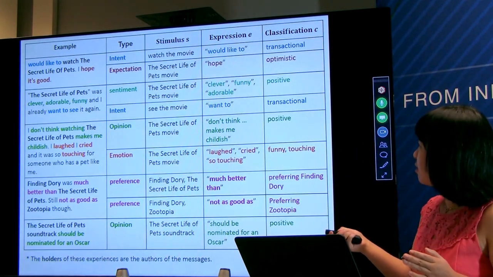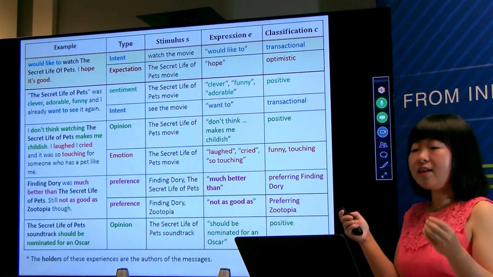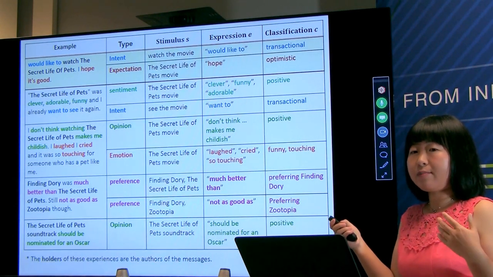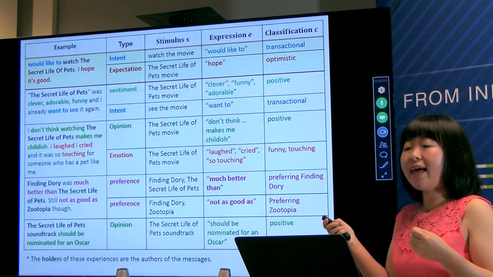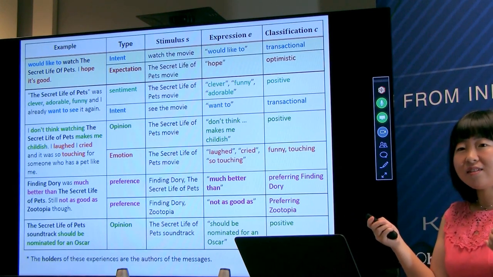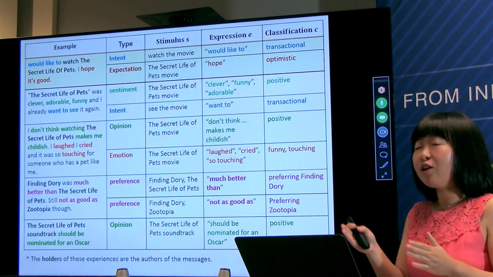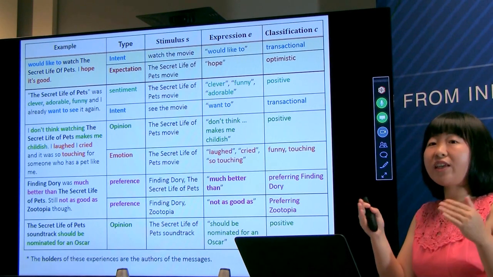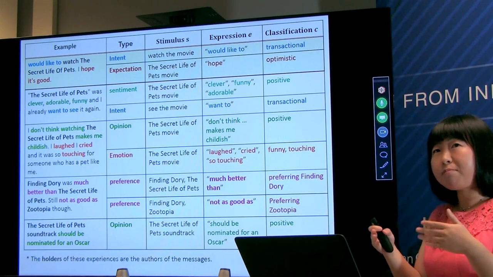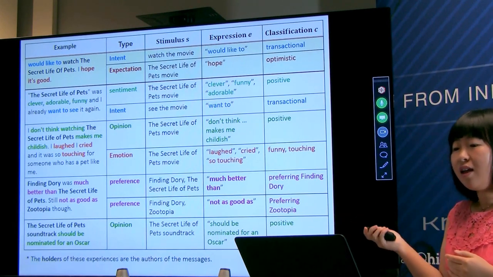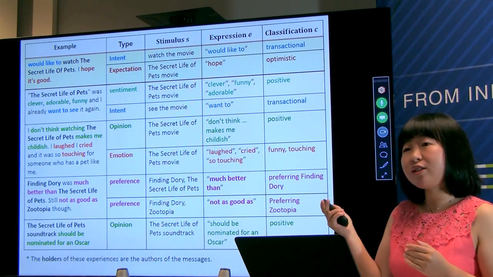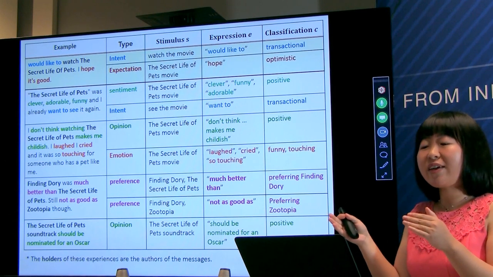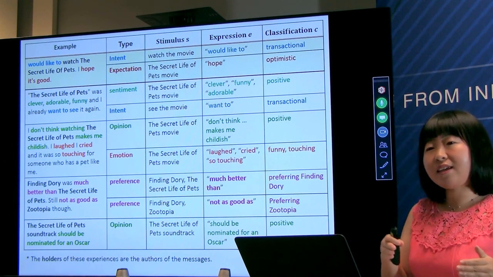Like for the first one, for the intent, the stimulus is usually an action, like watching the movie. The expression is about desire or will, would like to. For intent, we have a different classification scheme. In this case, we may classify this as a transactional intent instead of information seeking, because people may want to buy the tickets to watch this movie. And for the expectation, hope is good means this user has an optimistic expectation. So generally, we can classify expectation as optimistic or pessimistic.